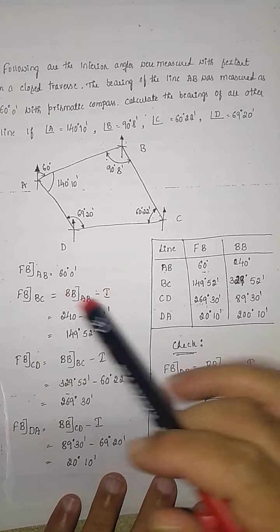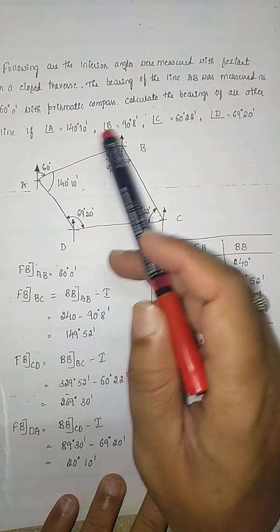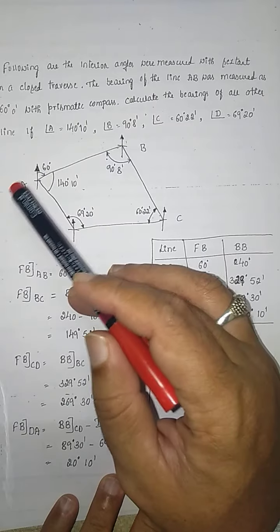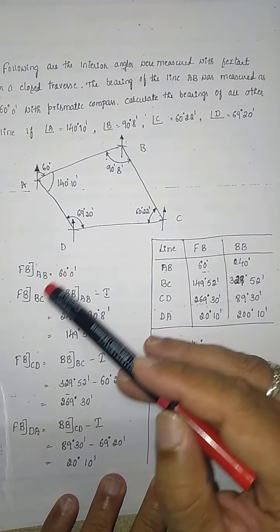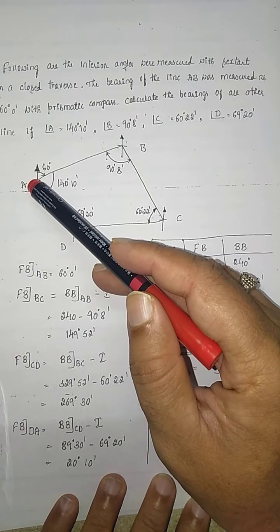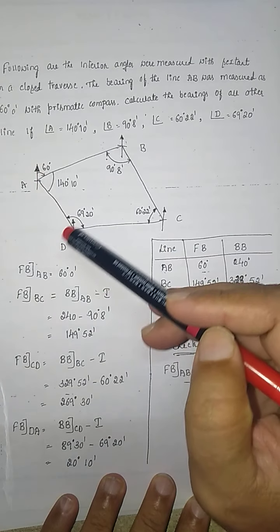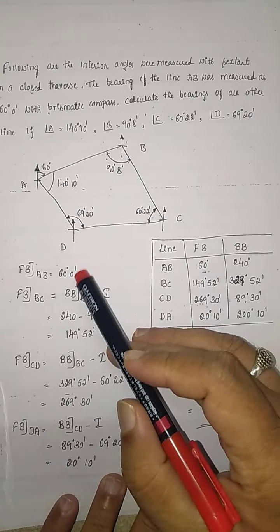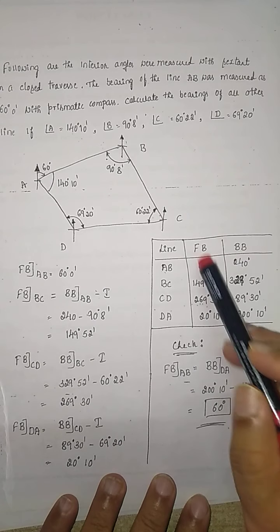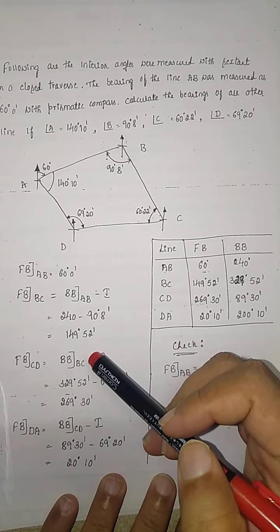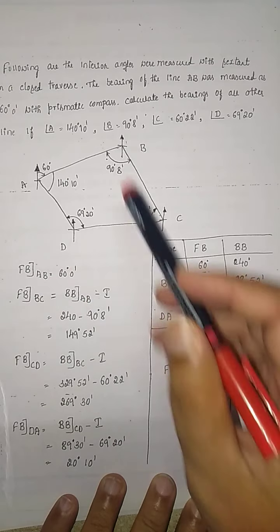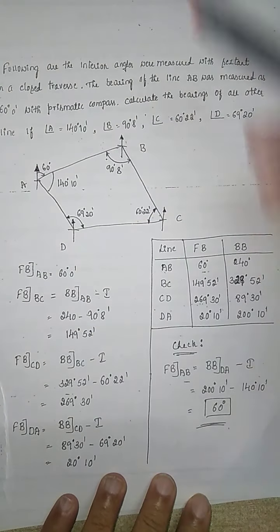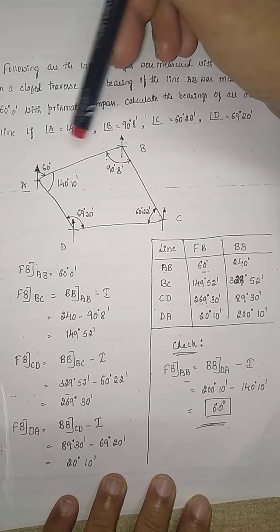The fore bearing of the line AB is 60 degrees. Now if you want to find out the back bearing of the line AB, you are going to add 180 to this, so you are going to get it as 240. Now you know the back bearing of the line AB, you already know it.